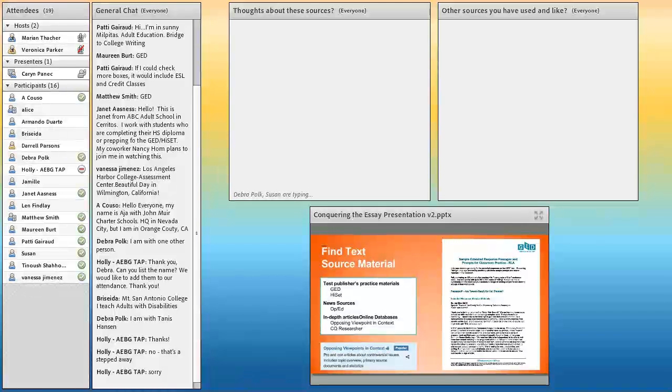So everyone, if you have thoughts about the comments that Karen talked about, type in the first new box on the top. And if you have suggestions for other sources that you use for writing prompts, please put them in the box next to it.